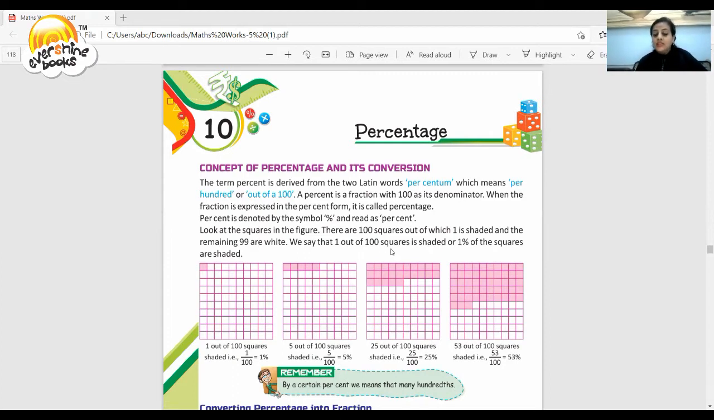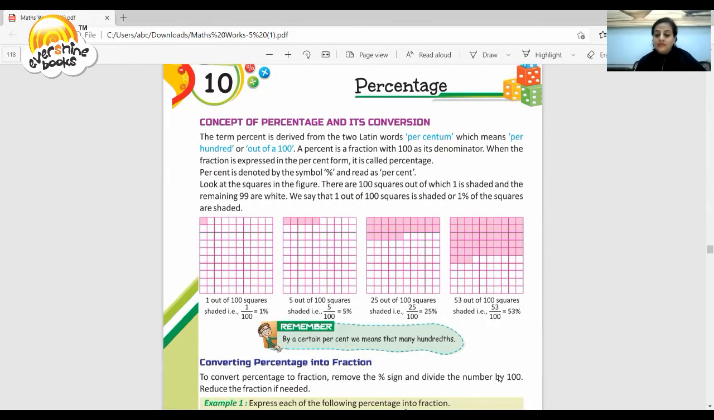Look at the squares in the figure. There are 100 squares out of which one is shaded and the remaining 99 are white. We say that 1 out of 100 squares is shaded, or 1% of the squares are shaded. Here 5 out of 100, so 5 upon 100, it is 5%. 25 upon 100, it is 25%. 53 upon 100, it is 53%.